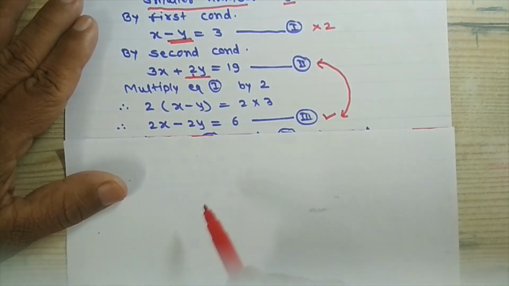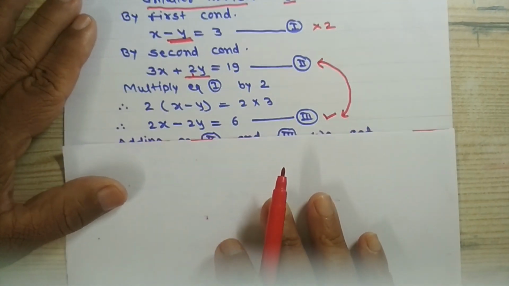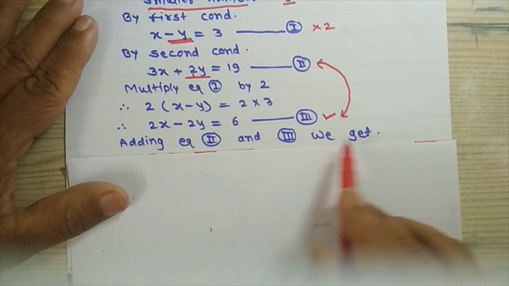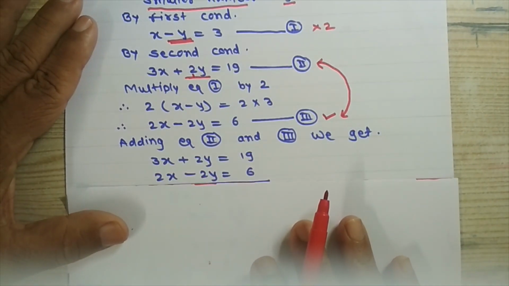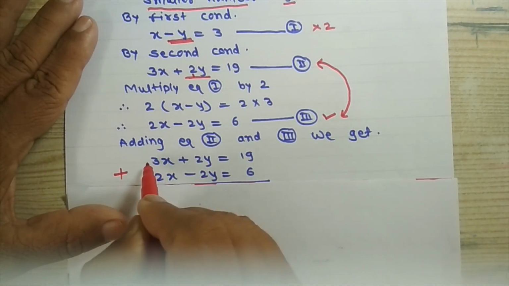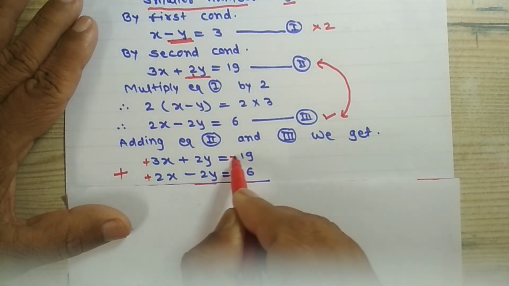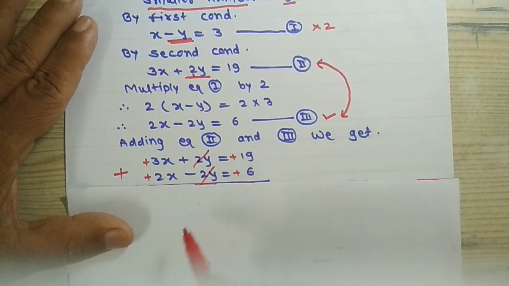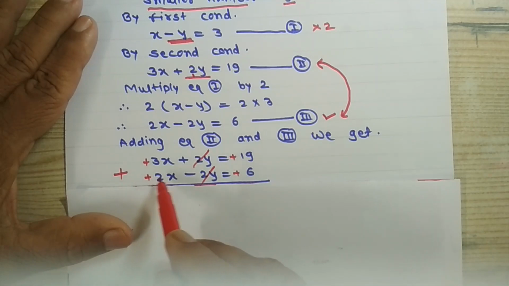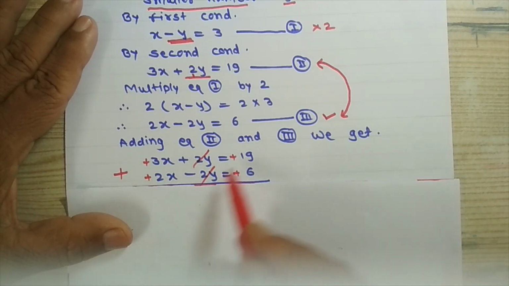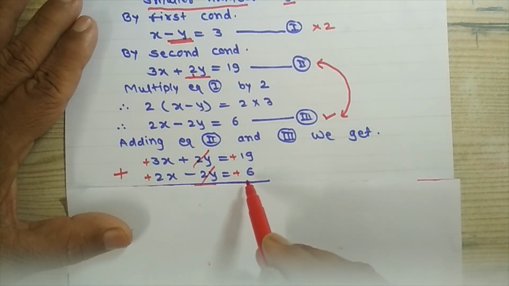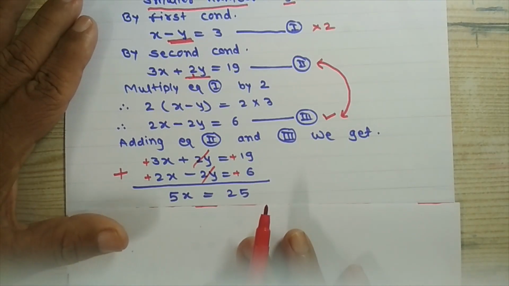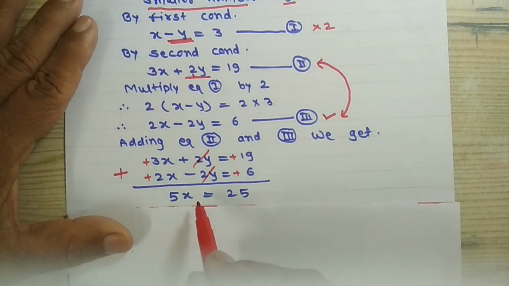Automatically, plus 2y and minus 2y will be cancelled. Adding equations 2 and 3, we get: addition here, plus here, plus here, plus here. Plus 2y and minus 2y get cancelled. We get 3x plus 2x, signs are the same, so addition: 5x is equal to, both signs are the same, addition, 19 plus 6 means 25. So 5x is equal to 25.